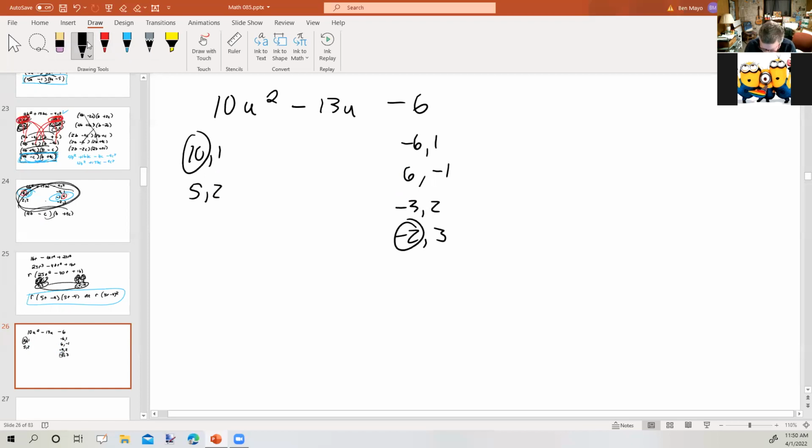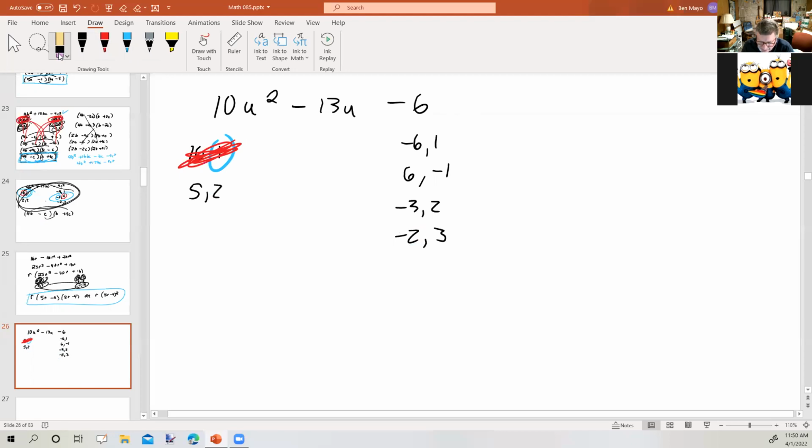10 times negative 2 is going to be negative 20. 1 times 3 is going to be 3. Negative 20 plus 3 is negative 17. 10 times 3 is 30. 1 times negative 2 is negative 2. We get positive 28. None of those are working. Okay, so now at least I know that this isn't one of the possibilities. So it's got to be the 5 and the 2.